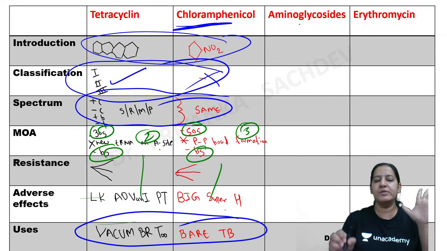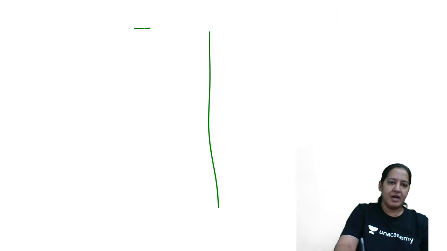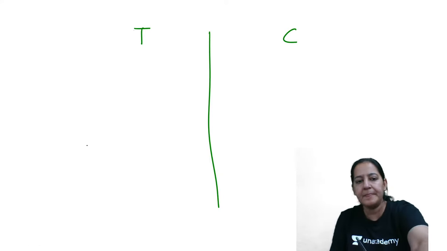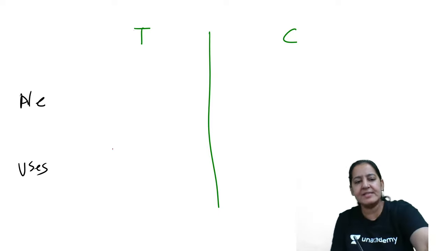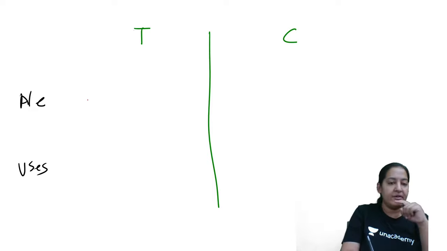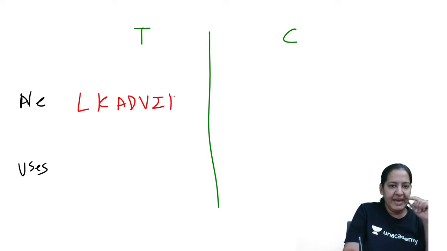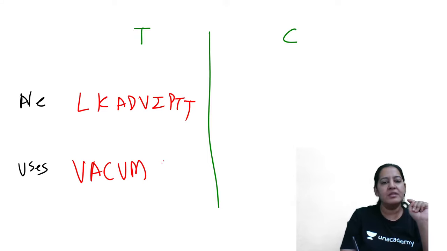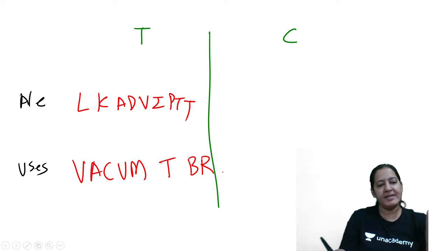Compare the adverse effects and uses. The most important things are the adverse effects and uses. Till now two chapters are done: tetracycline and chloramphenicol. Tell me the adverse effects of both. Tell me the uses of both. Who will tell me? Start with the adverse effects of tetracycline. The adverse effects of tetracycline are LK ADOBE TT teacher. Uses are VACUUM, V-A-C-U-M, only one C, one U. Vacuum the BR. That is the mnemonic.